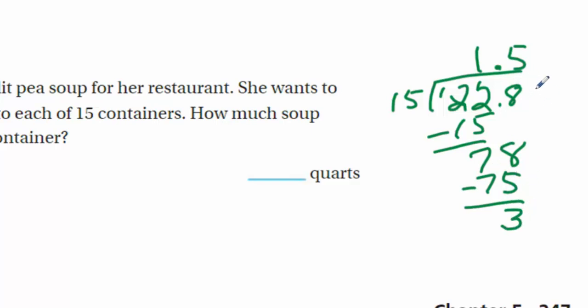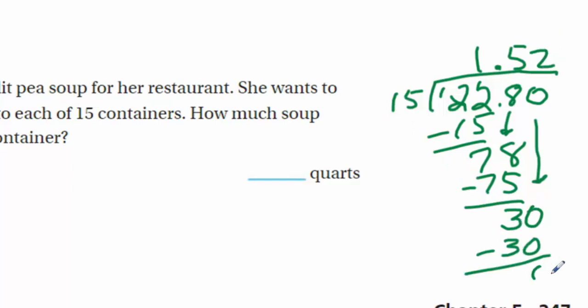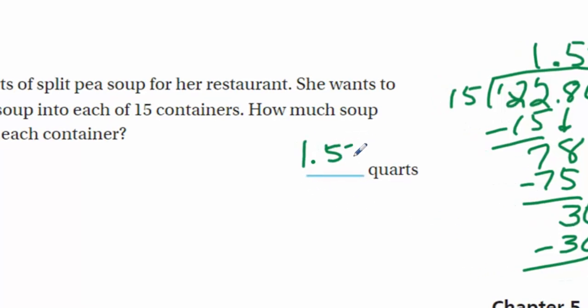Guess what? I need to add a 0. I do, because we're not going to leave it like that. The division that we've been doing, we don't want a remainder. And so now if I bring that 0 all the way down, just like I did the 8 here, now I have a nice 15 times 2 equals 30. Whew, voila. So 1.52 quarts.